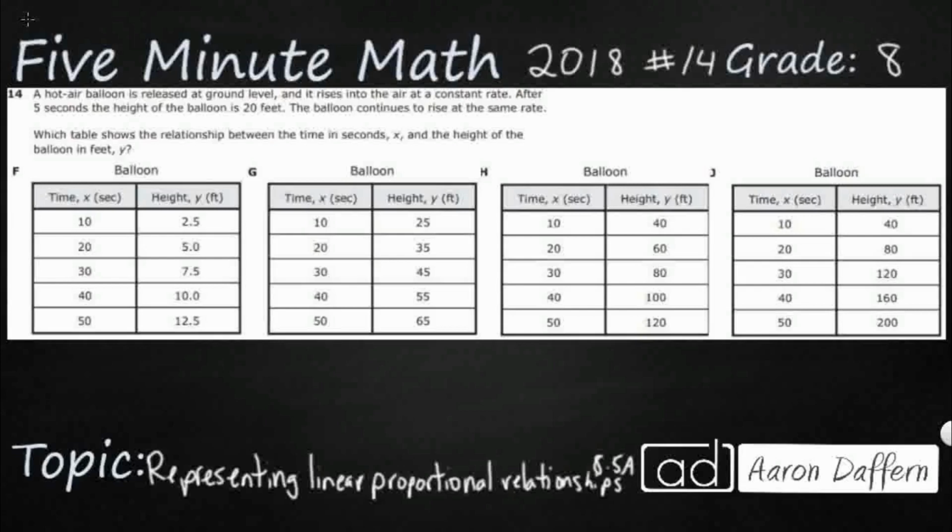Today we are looking at the 8th grade concept of representing linear proportional relationships. This is standard 8.5a in the great state of Texas, and we are using item number 14 off the 2018 released STAAR test. If you have not done so already, please go ahead and take a moment to pause the video, work this problem out on your own, unpause it, and we will look at our answers together.